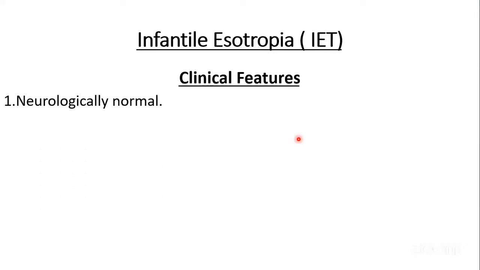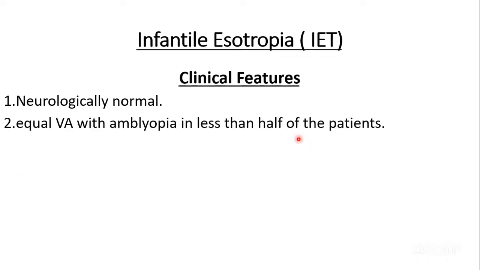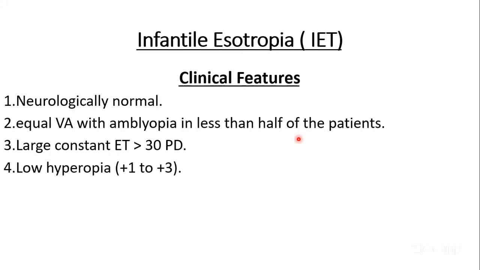So usually an infantile esotropia patient will be neurologically normal, with equal visual acuity and amblyopia in less than half of the patients, large constant esotropia, usually more than 30 prism diopters, low hyperopia usually, and DVD and inferior oblique overaction in a large percentage of the patients.